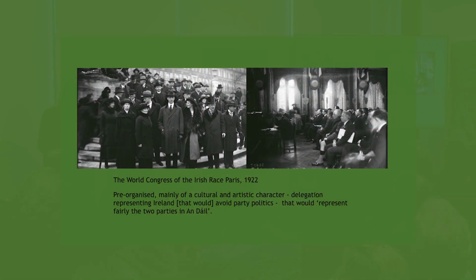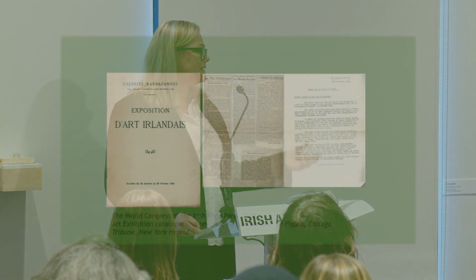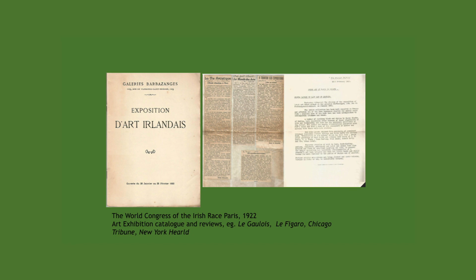And what I'm showing you here, just very briefly, is an image of a very important event which has been dealt with very little in the history, the World Congress of the Irish Race. Just as the country was entering into civil war, one of the major events the first independent government did was hold a cultural event in Paris. They felt Paris was the centre of the cultural world, and they wanted to state and claim Ireland's own distinct sovereignty. They held an art exhibition, they had a series of lectures, they had a series of events.